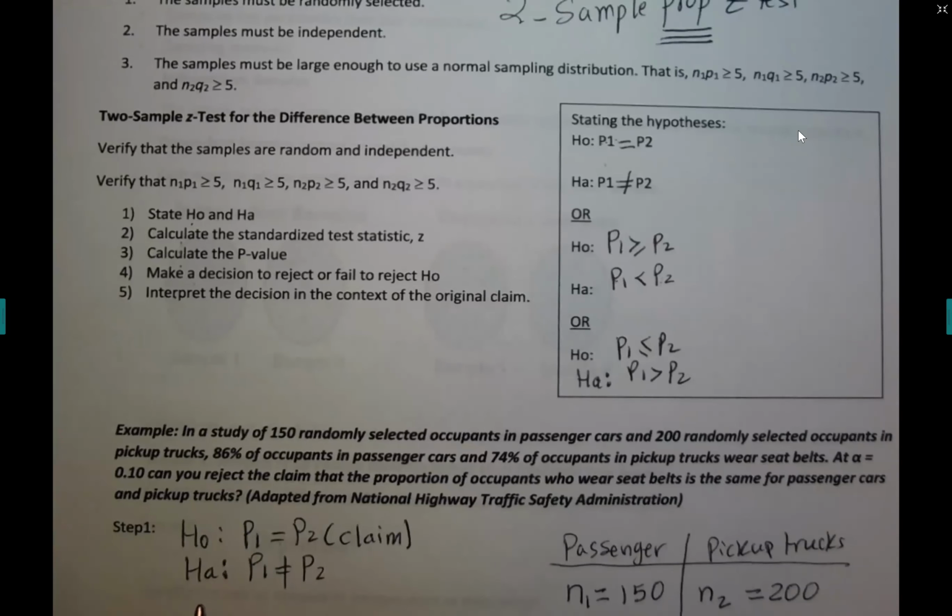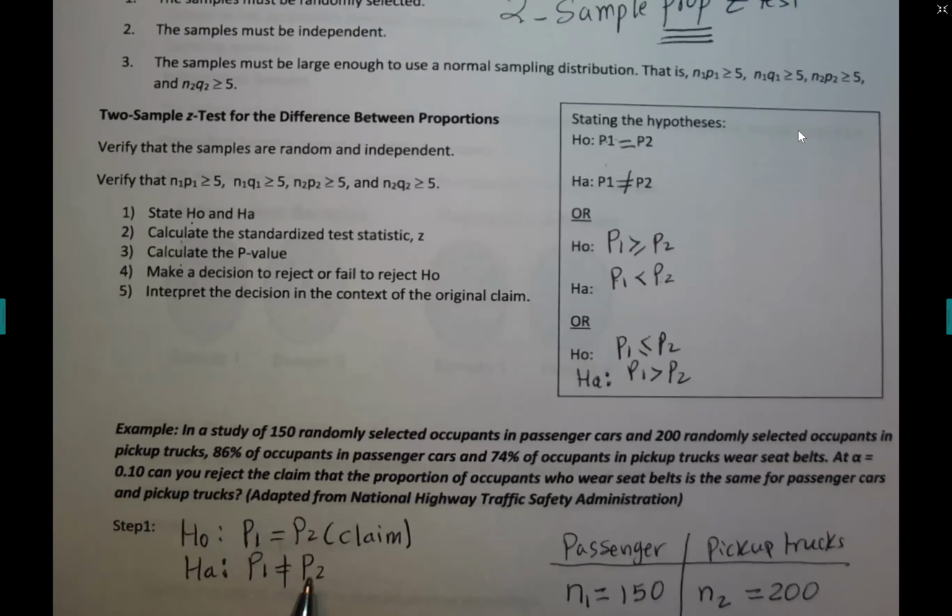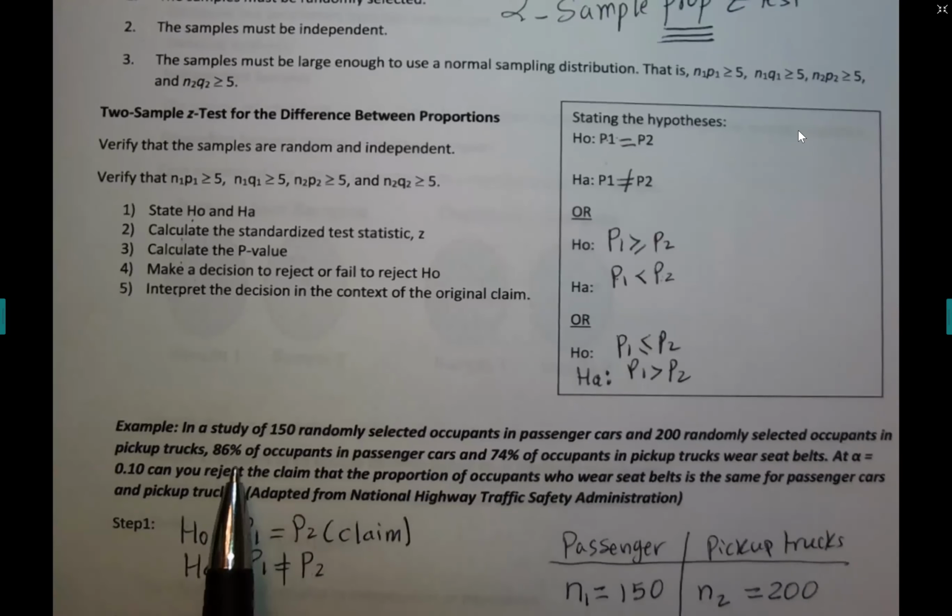If he asks you, can you support the claim, then he must have given you the claim to be in the alternative hypothesis. So just tie the word reject to the claim being in H0 and the word support to the claim being in HA.